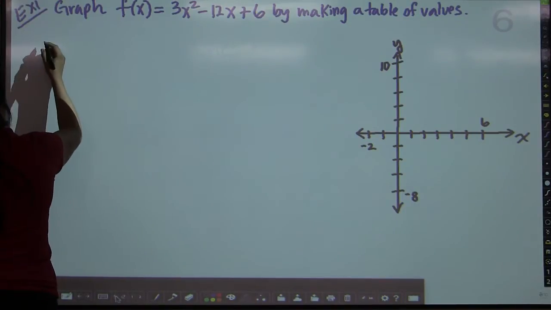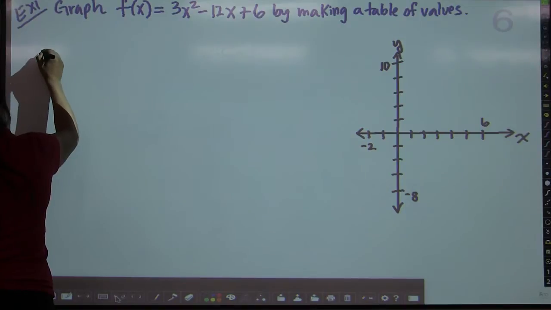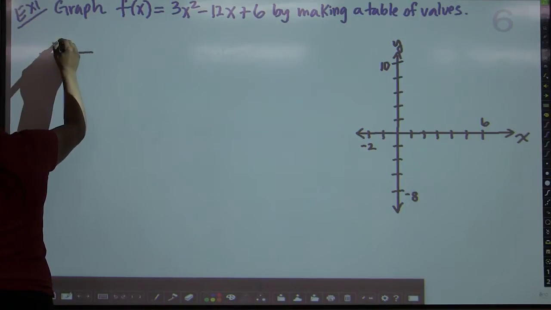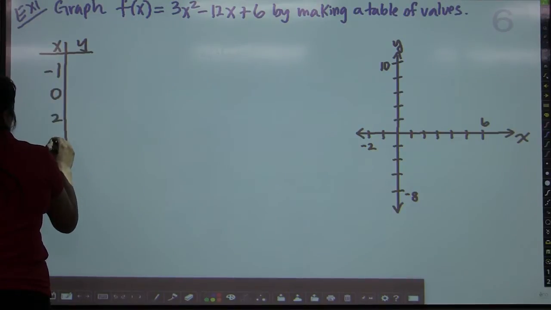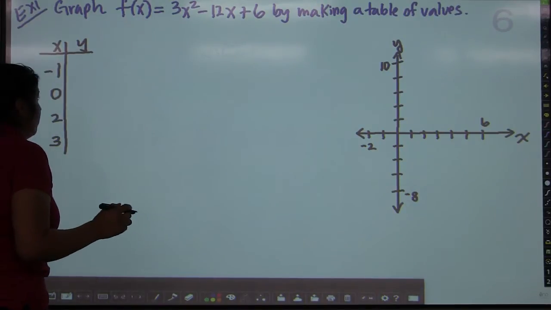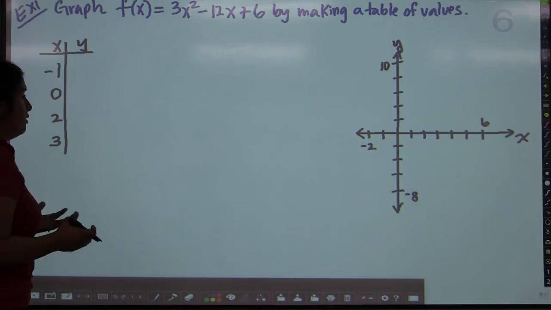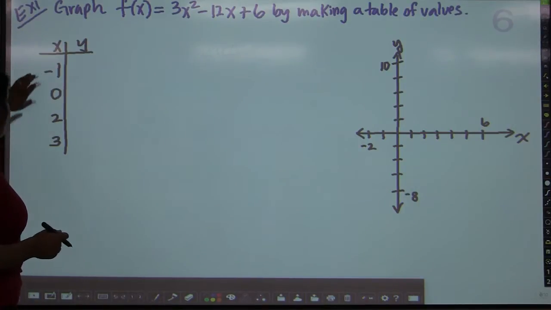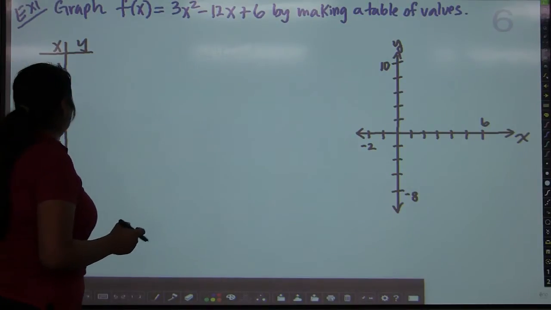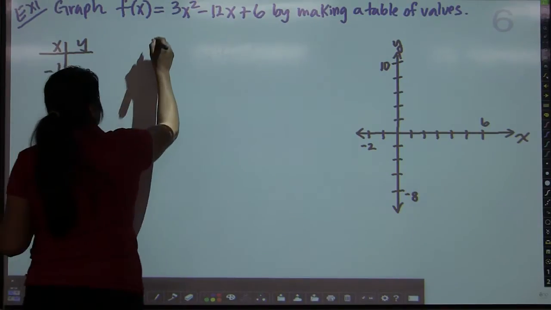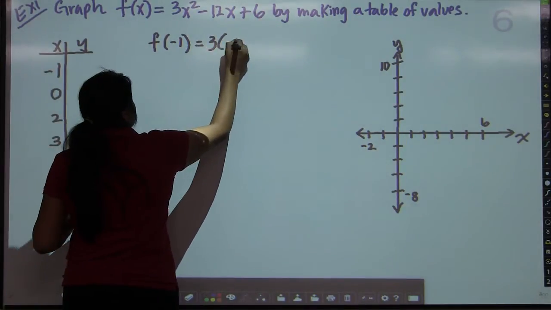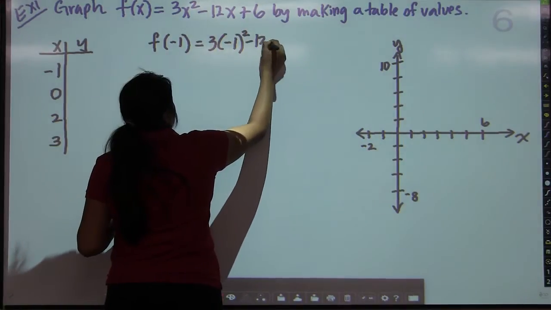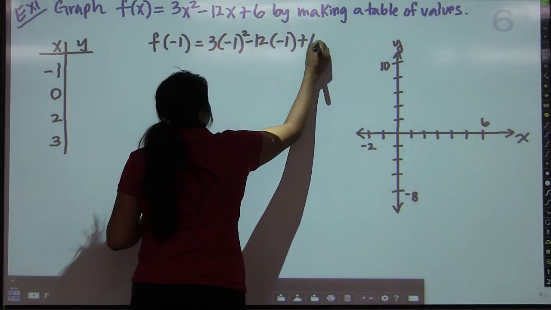So I'm going to go ahead and start with my t-table, and I'm going to do x and y. We're going to pick -1, 0, maybe a 2, and a 3. And that should be enough. You could do more, but you don't necessarily have to. But you want to make sure you have negatives, positives, and 0. So I'm going to plug -1 into the function. So I'm basically trying to find f of -1 equals 3 times -1 squared minus 12 times -1 plus 6.